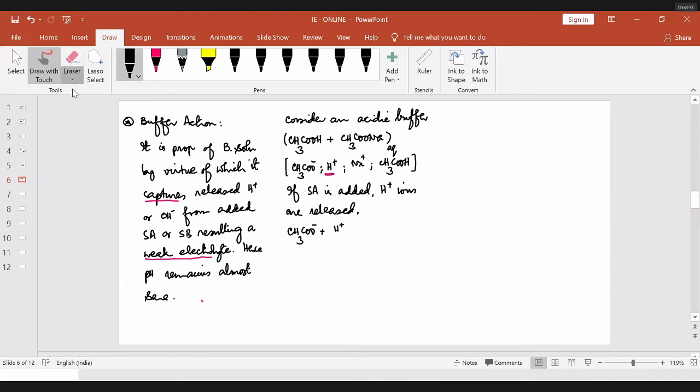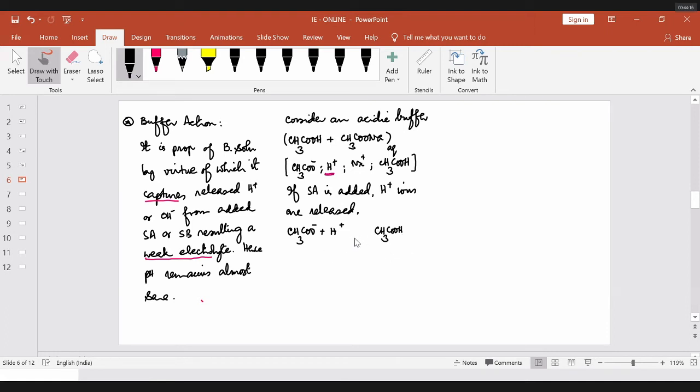Come on, come and get associated with me. This is called capturing property. This H+ ion is captured, and there is a formation of weak electrolyte, CH3COOH. Scientists, listen carefully. We have formation of weak electrolyte.